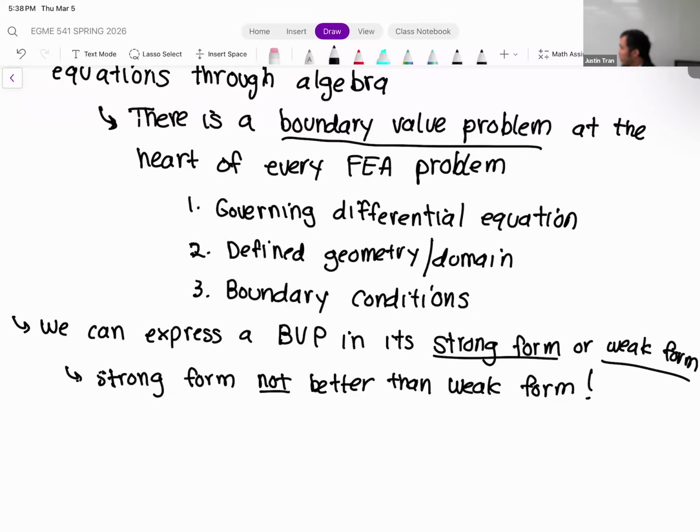Okay. And in fact, the strong form is probably what you're most familiar with when you've seen boundary value problems in the past, in a math class or maybe another engineering class. Typically it's expressed in the strong form. That's the traditional way to express a boundary value problem. The weak form is going to be useful for us because the finite element formulation for any given boundary value problem is based on the weak form.